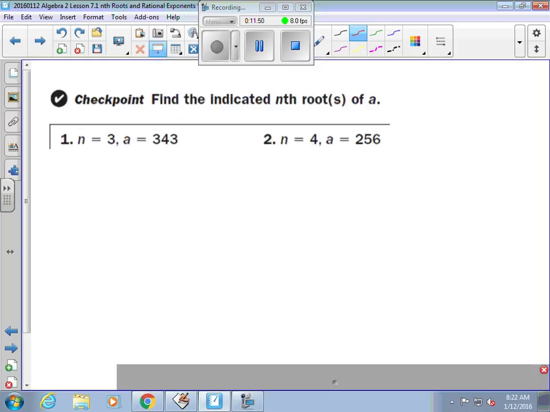Okay, and then you have 2 checkpoint problems. It says find the nth root, index 3, of 343. Again, this is one of those numbers that you'll get to real quickly. It looks like a big number, but it's really not. What number times itself 3 times is 343? We would rewrite it like that. We would say the cube root of 343.